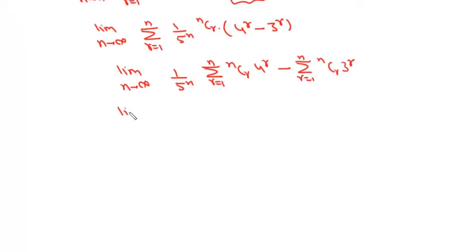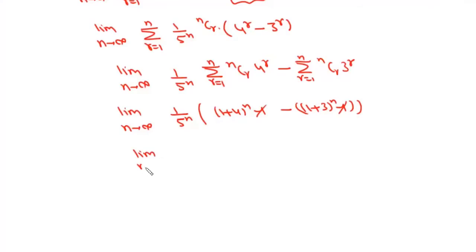Now we can write this as limit n tends to infinity 1 upon 5 to the power n. Now there is this first term missing, which is nC0 4 to the power 0, which is 1. So we can write this as 1 plus 4 to the power n minus 1, and here it will be 1 plus 3 to the power n minus 1. Now this minus 1 plus 1 will cancel. So we can write this limit as limit n tends to infinity 5 to the power n minus 4 to the power n upon 5 to the power n, which is limit n tends to infinity 1 minus (4 by 5) to the power n.